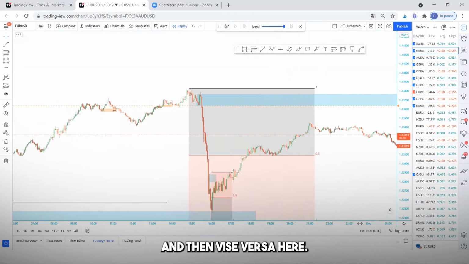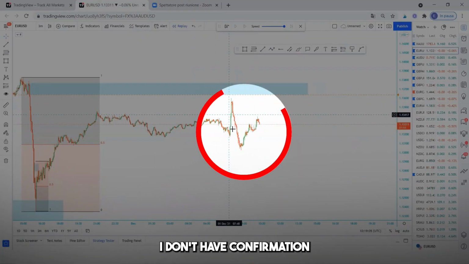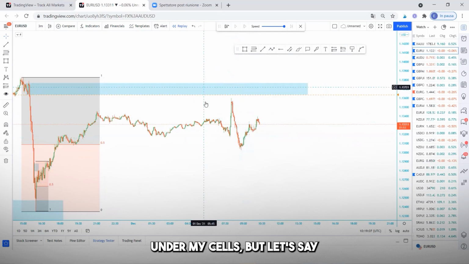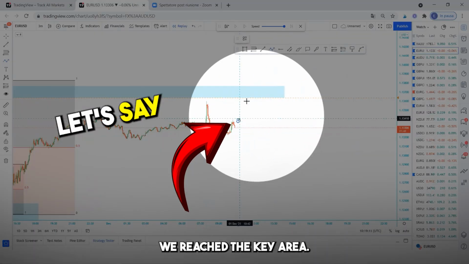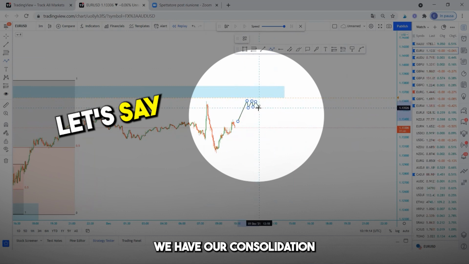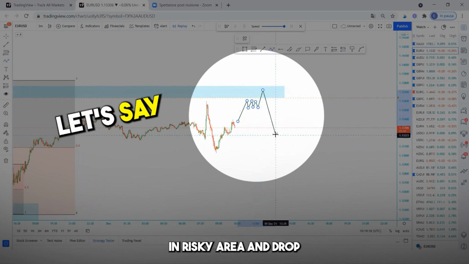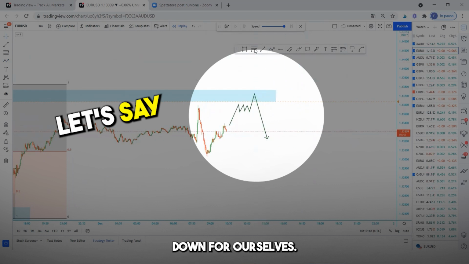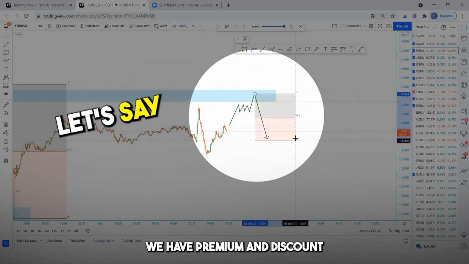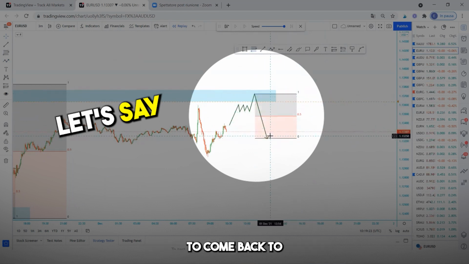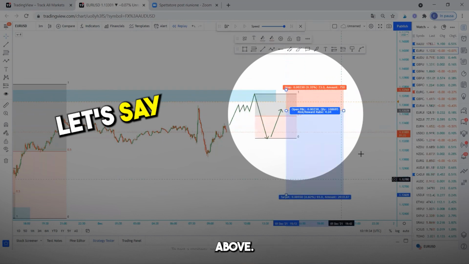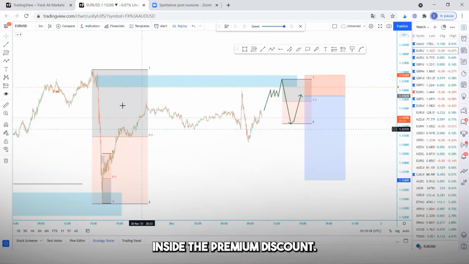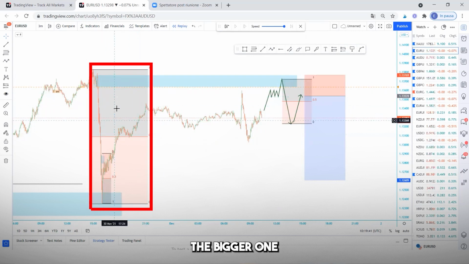And then vice versa, actually. Here I don't have confirmation to enter my sales, because we didn't reach the key area, but let's say that we reach the key area, we have our consolidation, we reach key area and drop. Then for our sales, we have premium and discount to come back to premium and possibly look for sales with stops above it.